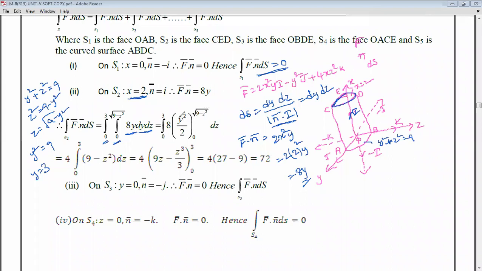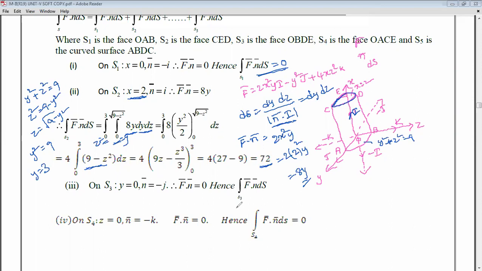The y integration is nothing but y square by 2 between the limits 0 to square root of 9 minus z square. Okay, the z limits, they chose in terms of constants. So first with respect to y they applied and converted into z, and then simply 9z minus z cube by 3, and by substituting the second surface we got it as 72.